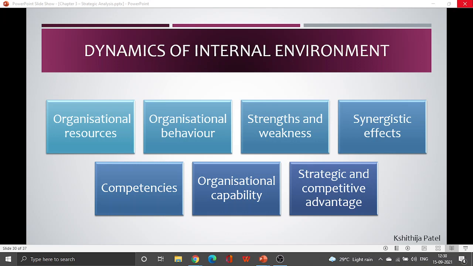Now, the resources of an organization, though valuable, might be worthless without the organization having the capacity to use the uniqueness of the resources that it has. So organizational capability is the measurable and also comparable attribute which is the sum total of all these resources and behavior, the strengths and weaknesses or the synergic effects of any organization.